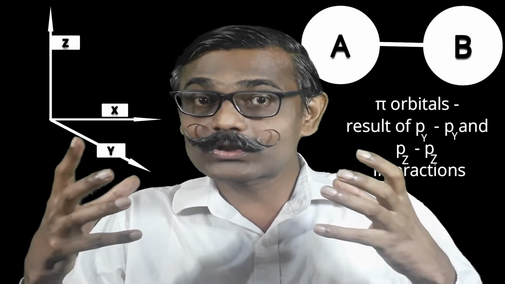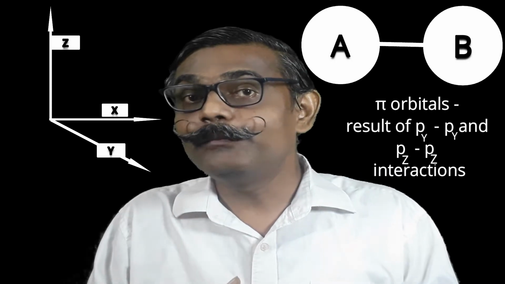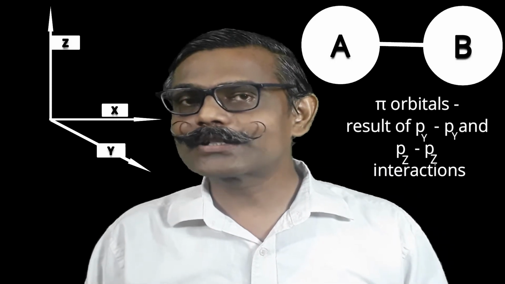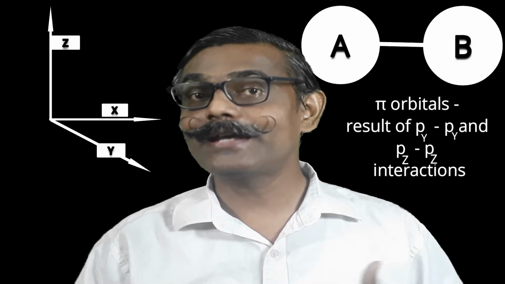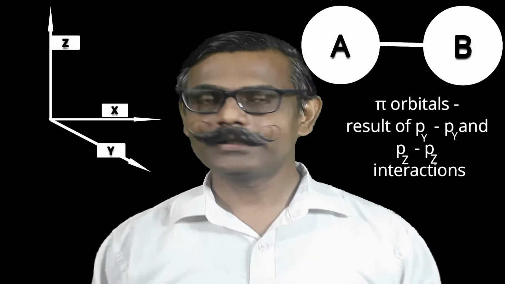So combinations obtained from pz and py will be pi, and combinations resulting from s and px will be sigma. Is the concept of atomic orbitals clear to you? Is the symmetry of atomic orbitals concept clear? Because from that we get the different types of molecular orbitals. We are labeling the molecular orbitals, and here we are considering the electron as a wave.